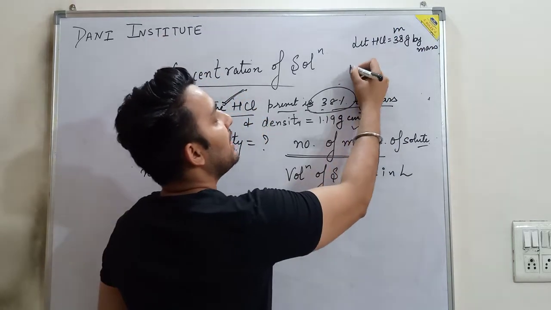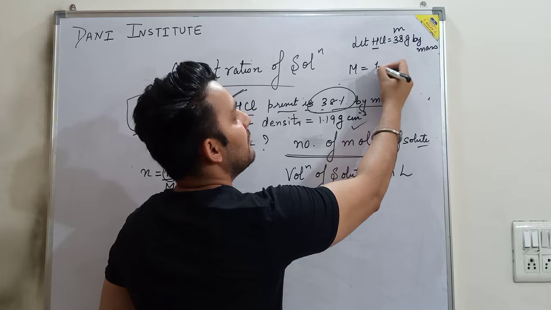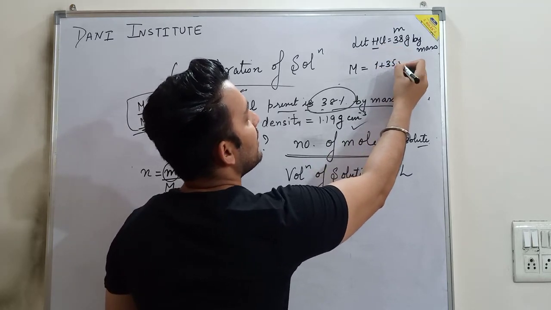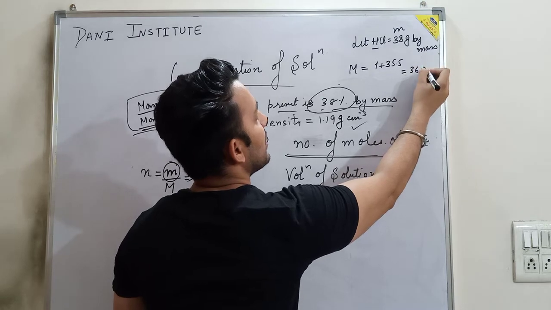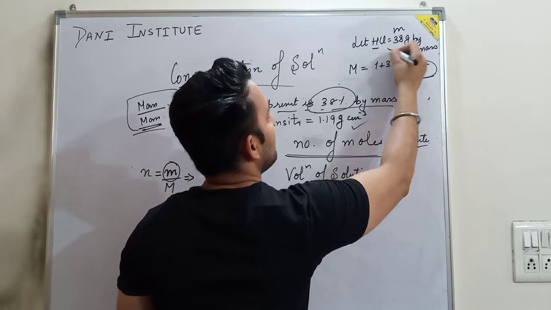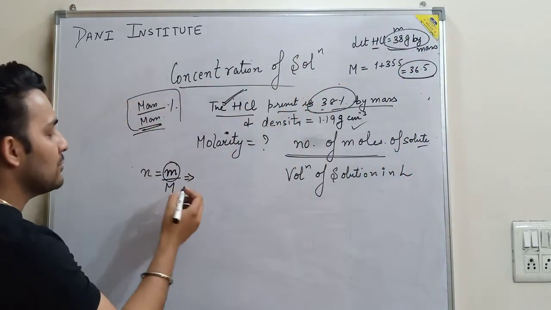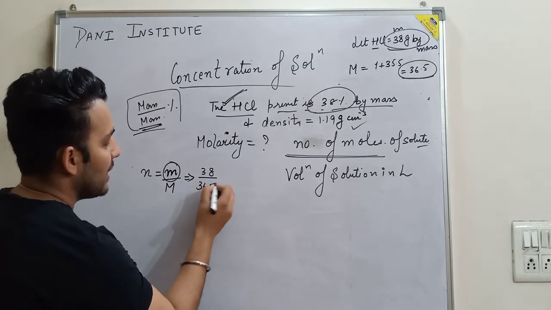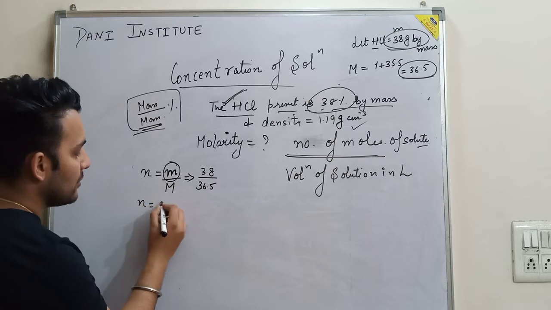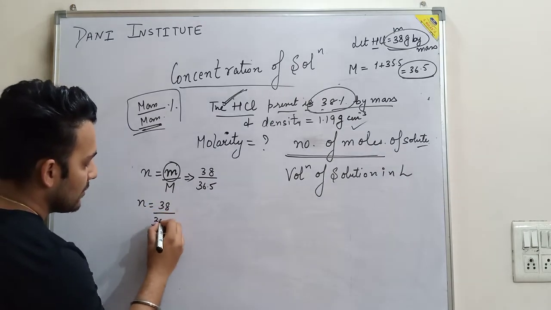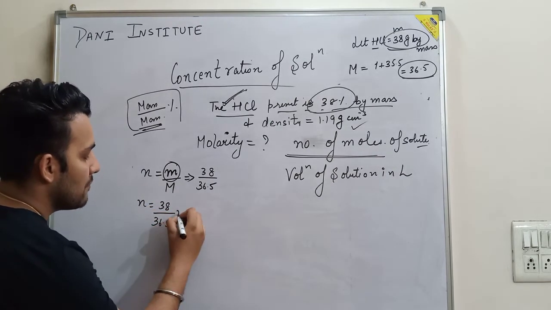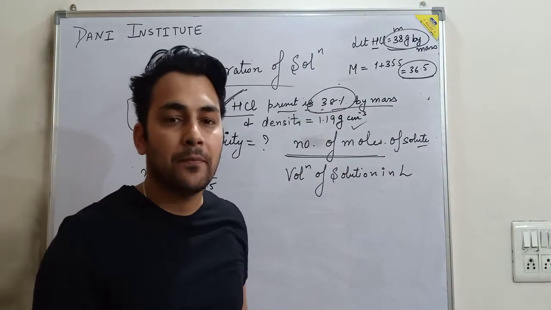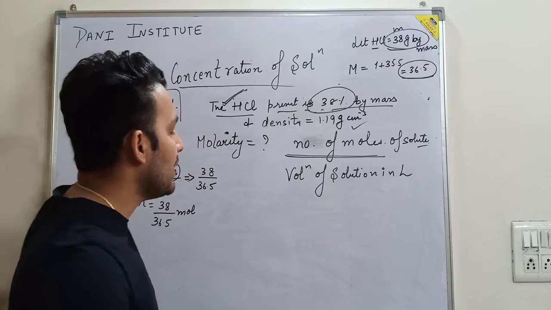If we talk about capital M, the molar mass, HCl will be 1 plus chlorine 35.5, it will be 36.5. Now put both the values here: 38 divided by 36.5. From here you calculate the number of moles. Moles of what? Of solute.